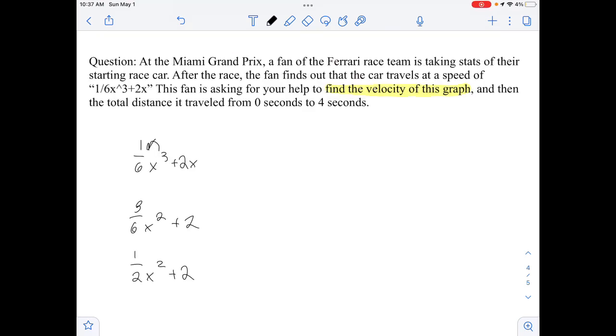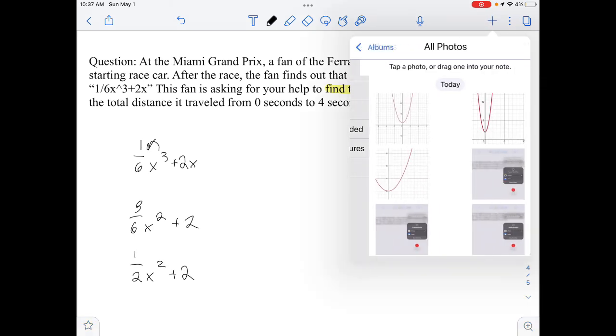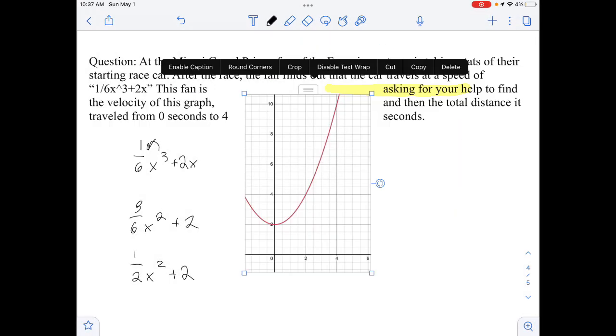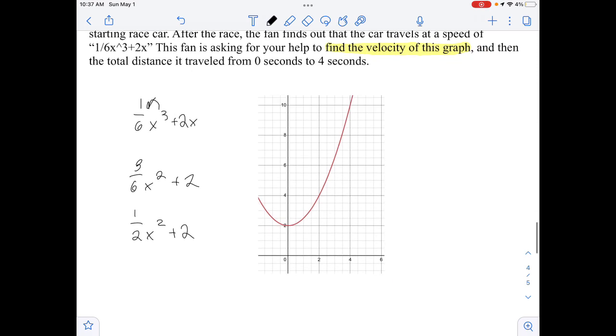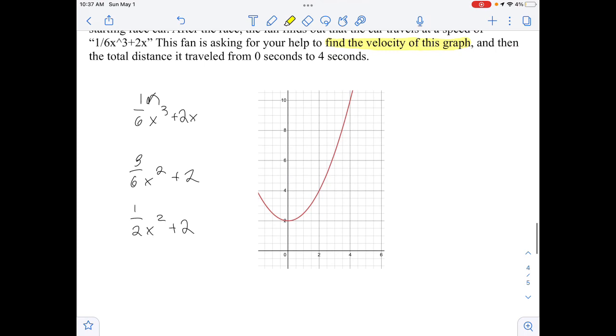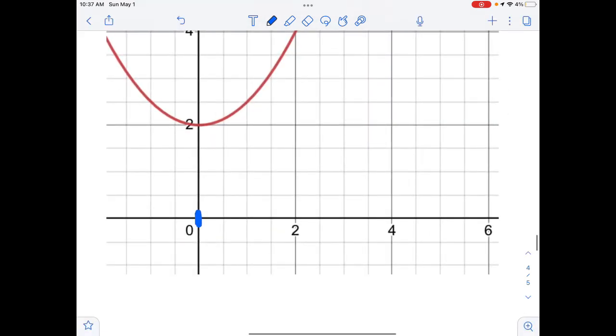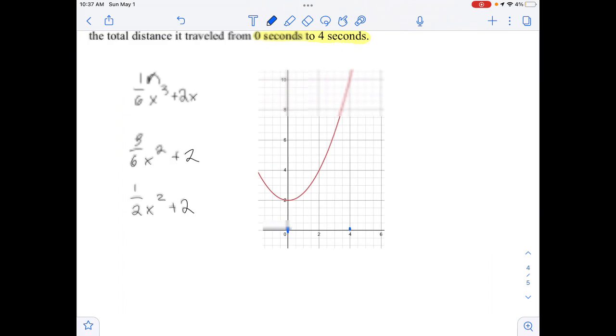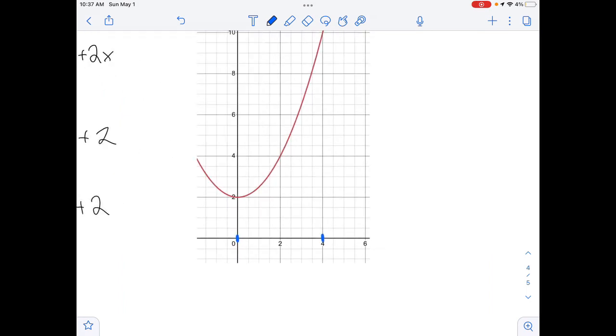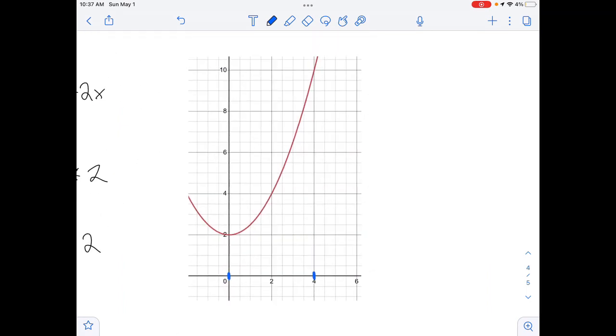Our second step is to graph the derivative, but for the sake of time, voila, we have a graph. And now, the question also tells us he's trying to find the total distance traveled from 0 to 4 seconds. So, we know we have a domain that goes from 0 to 4. So our area is going to be the area under the curve from 0 to 4.